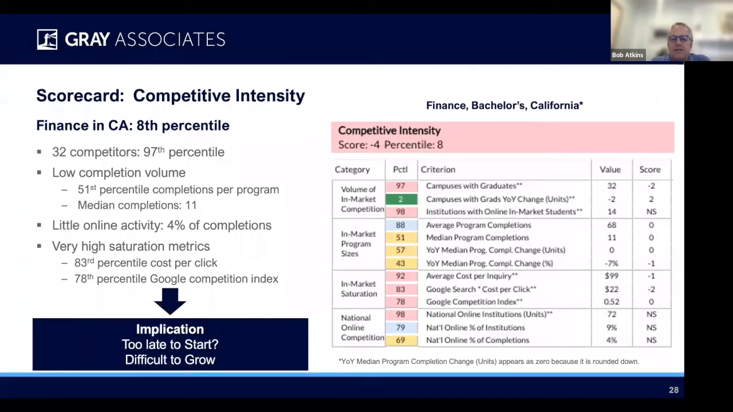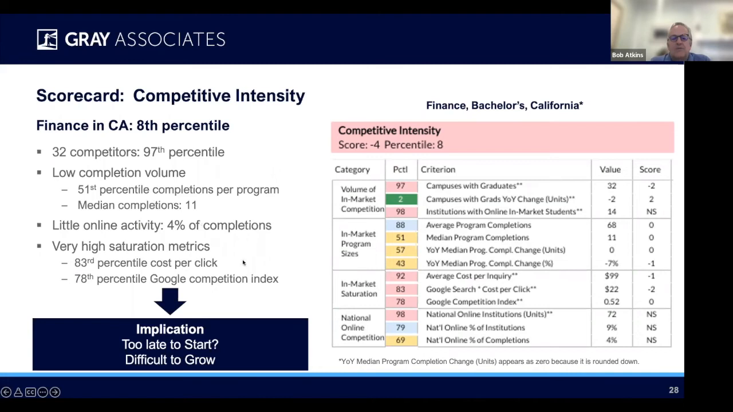I may be too late, and it will be difficult to grow this program because the competition is very intense. I will say, many of you out there, remember competition is intense in everything. So either you're going to be good at competing, good at marketing, good at admissions, or you're going to have a problem. So in that sense, competition shouldn't scare you away. But on the other hand, this is pretty intense.